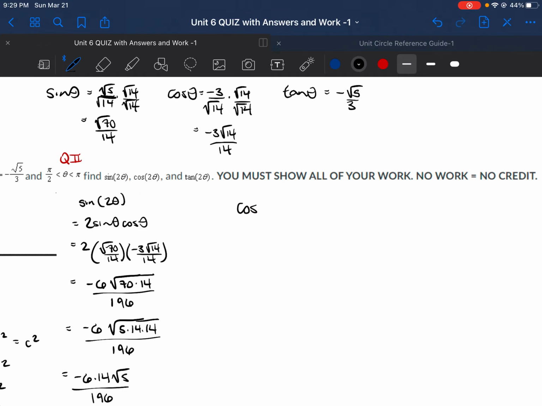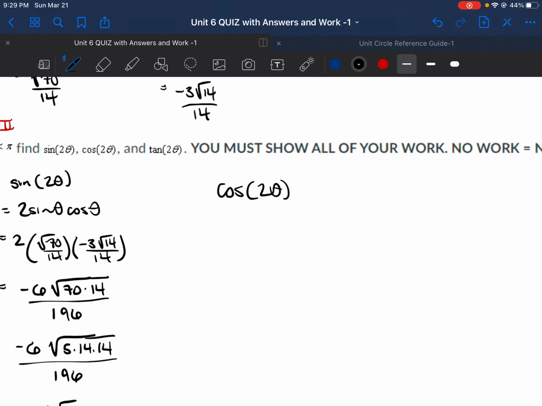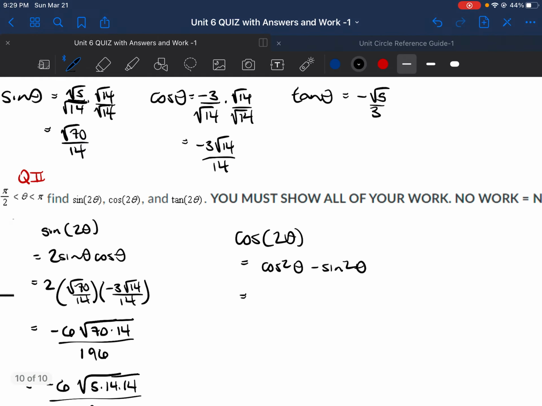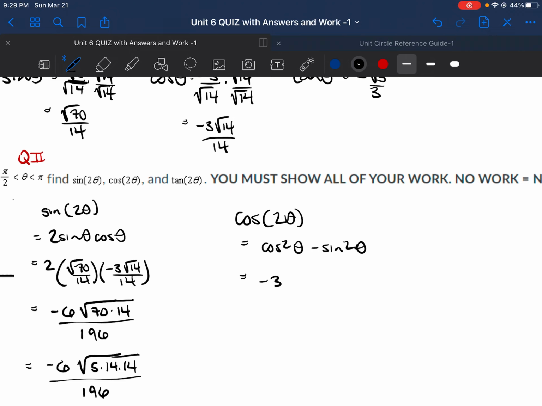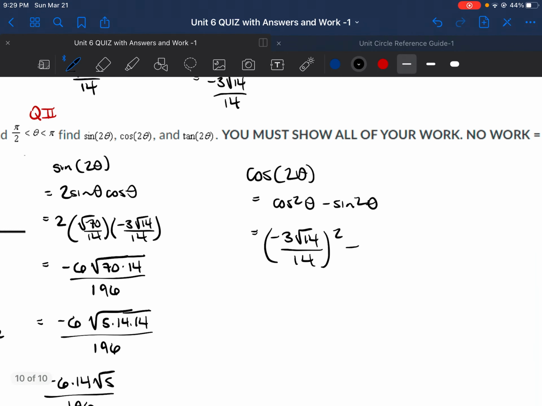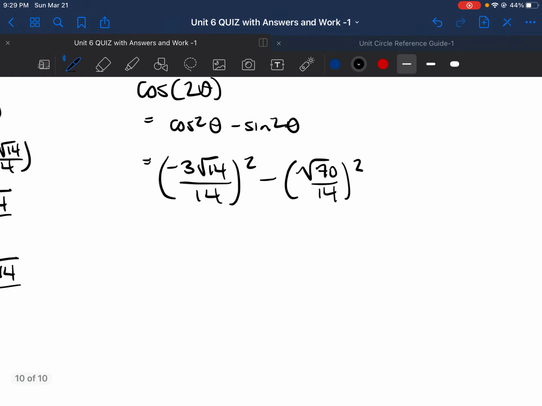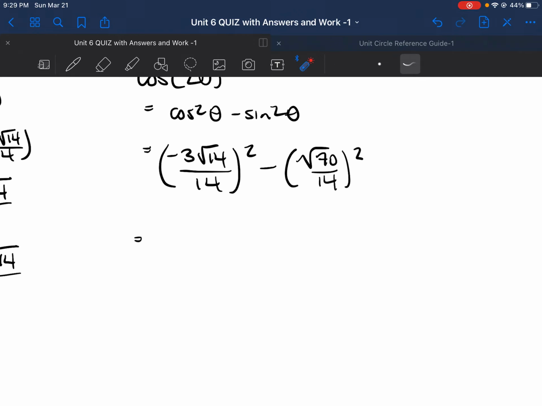So cosine 2 theta. Well, cosine of 2 theta, that's going to be cosine squared of theta minus sine squared of theta. That's the double angle formula we have for cosine. Cosine squared, that's going to be negative 3 root 14 over 14 squared minus root 70 over 14 squared. And let's start doing some calculations here.